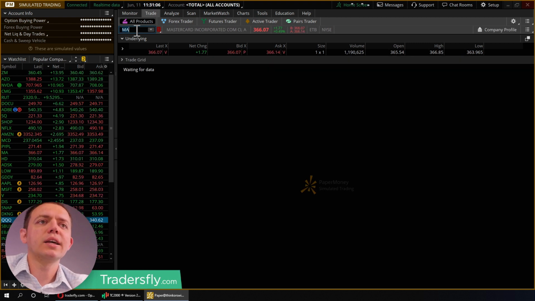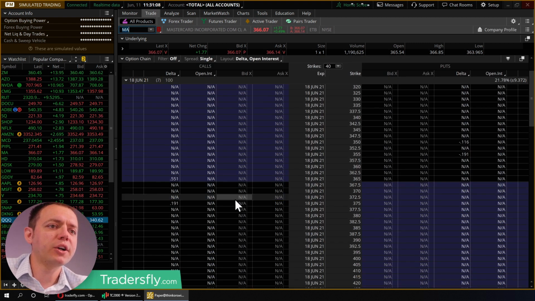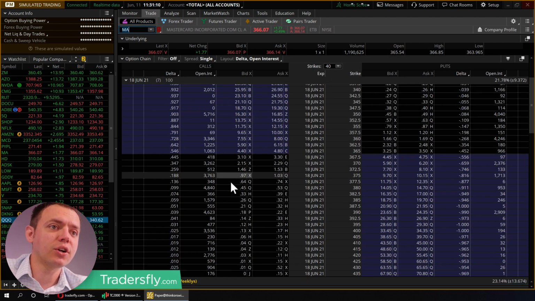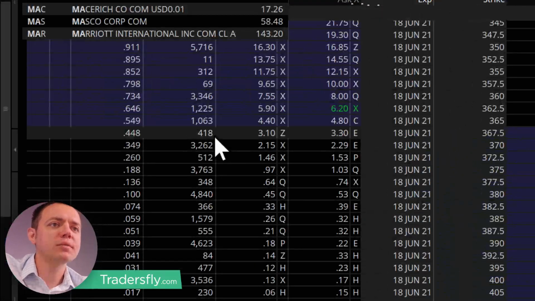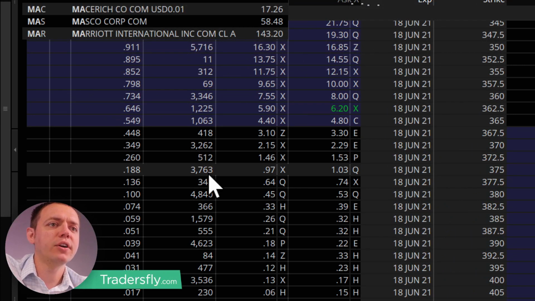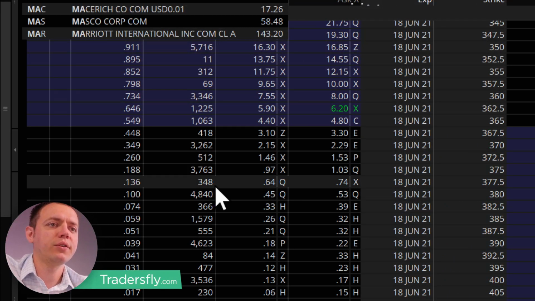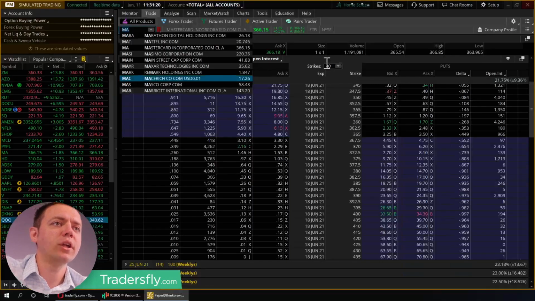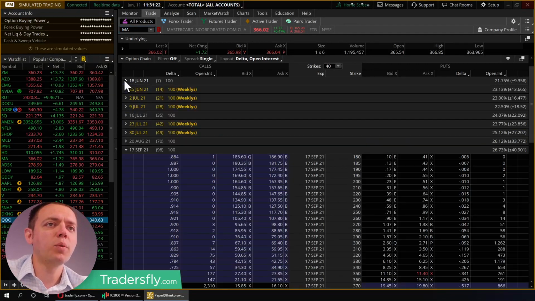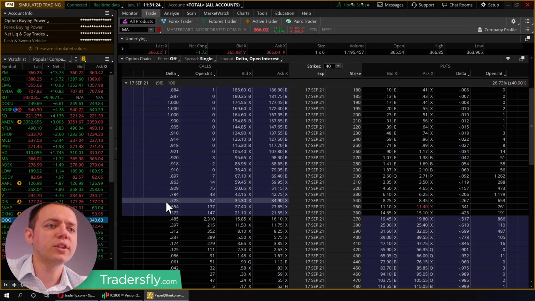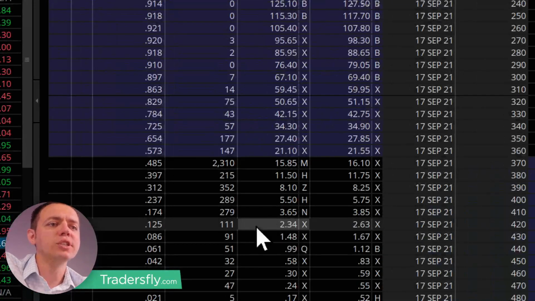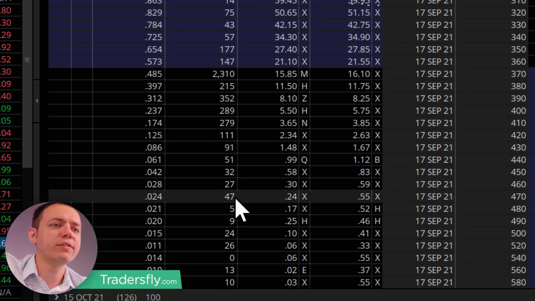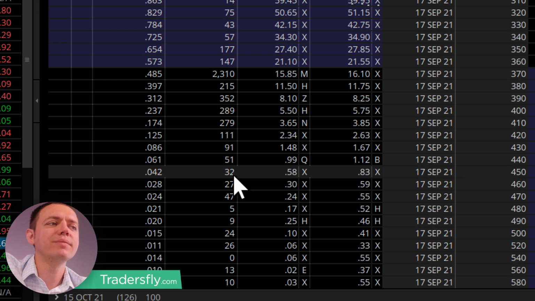So let's look at things like a Microsoft. Okay, so here's a Mastercard. You can see these short dated options, 400, 3,000, 500, 3,000, 348, 4,840. So Mastercard's got a lot of open interest out to 7 days, but let's go to the 98 days. You can see it doesn't look as juicy, right? Especially over here, it looks like 47, 27. It doesn't look like very much open interest.